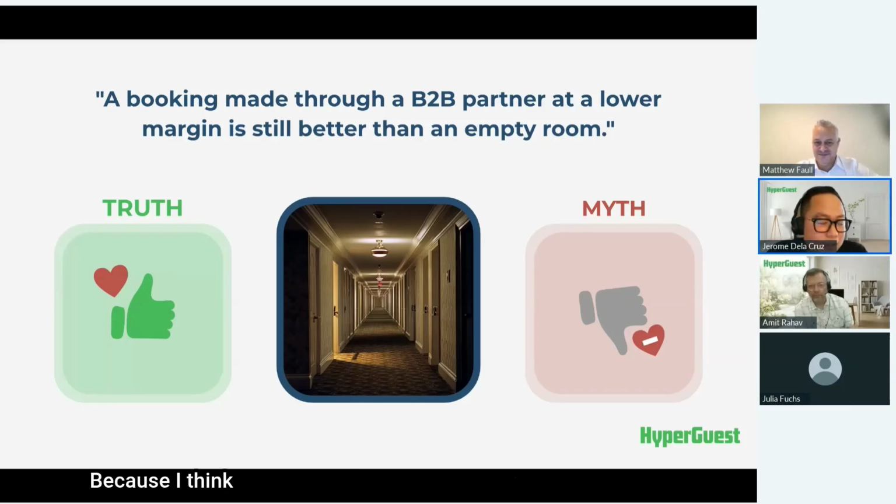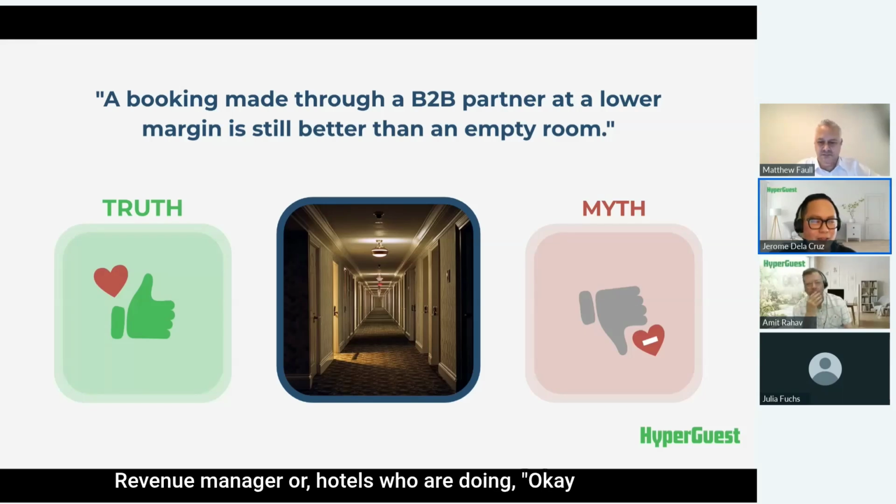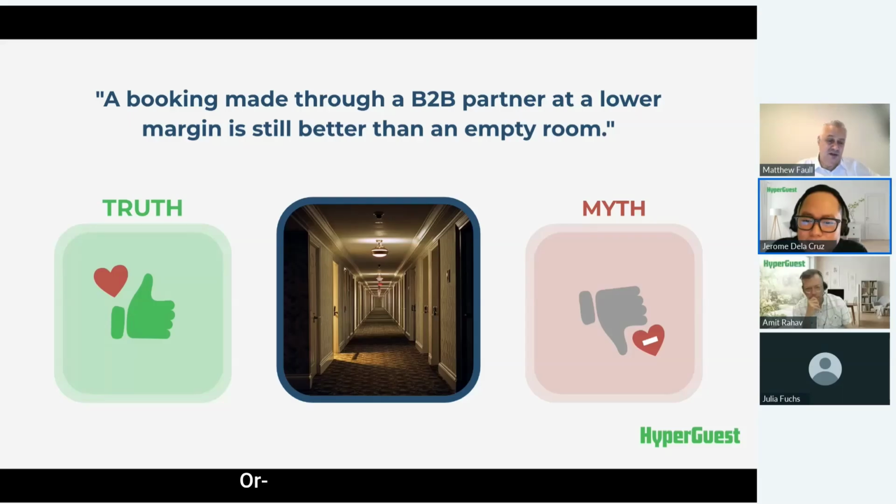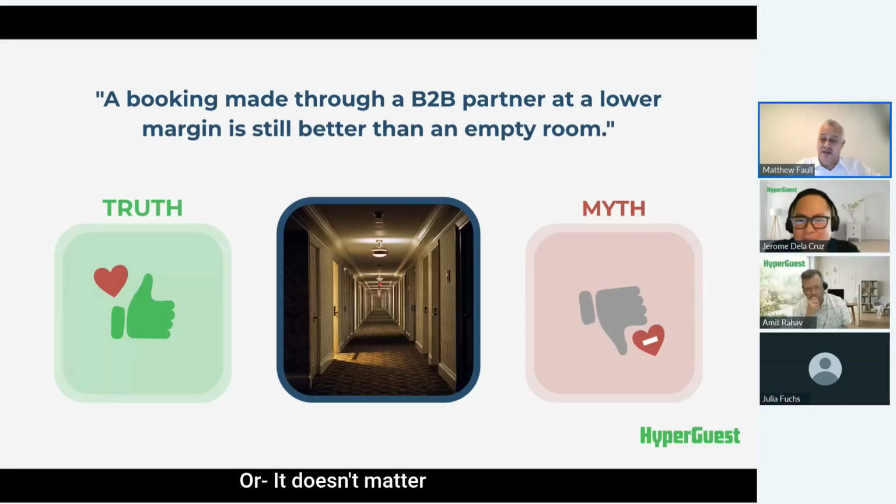Makes sense. Because I think there are some disciplines where they're saying that, okay, let's just talk when we reach 40%. There are those revenue managers or hotels who are saying, okay, we have nothing to manage if we don't reach 40% or even 50%, right? Something like that. So you're saying, Matthew, is it the truth or a myth? Or doesn't matter either way.